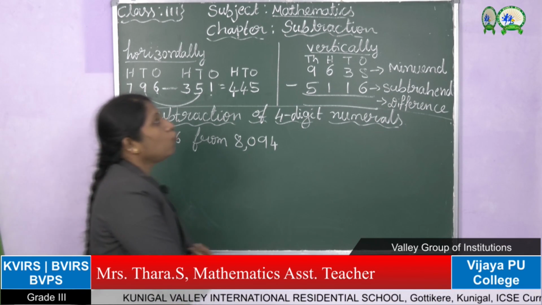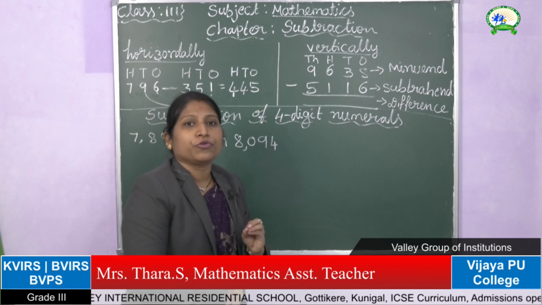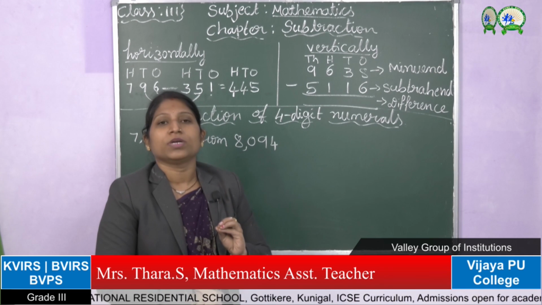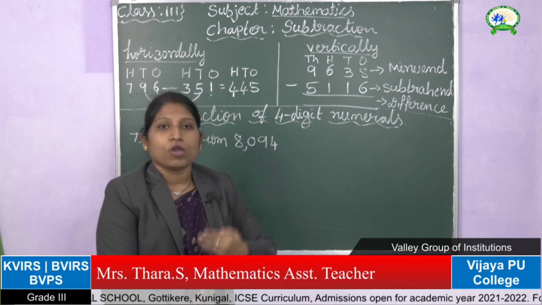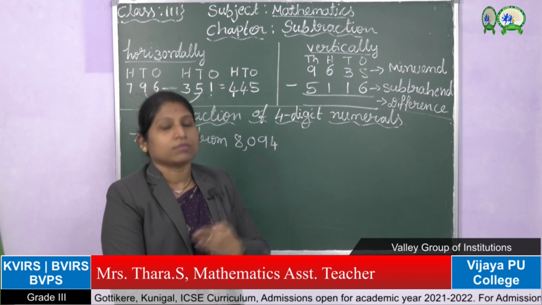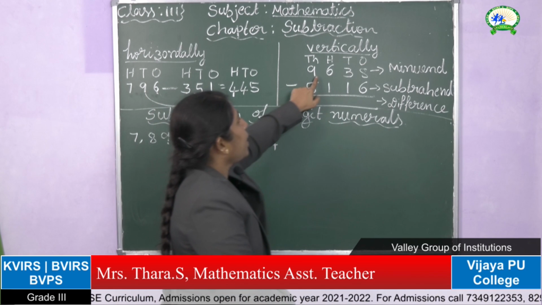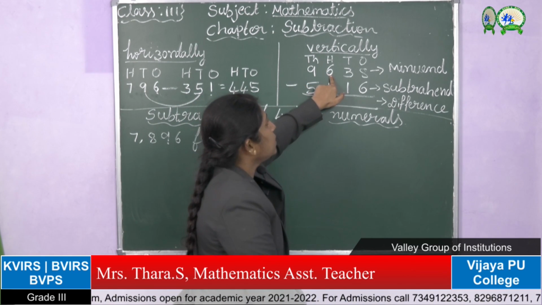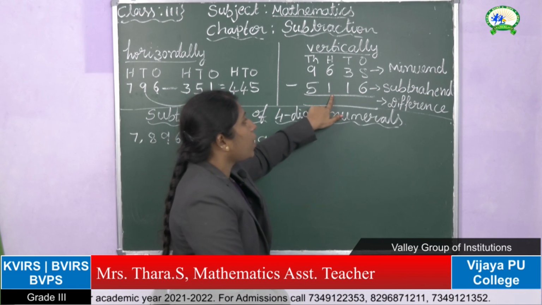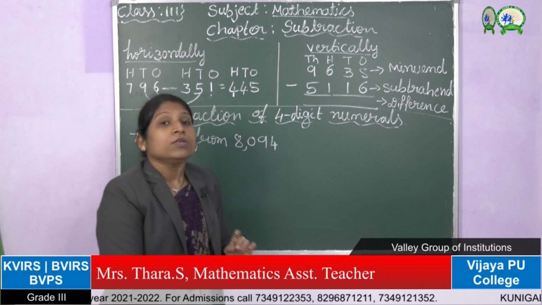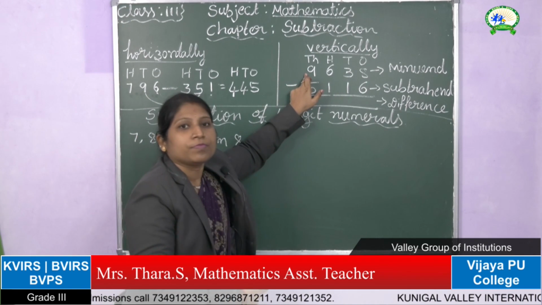Then come to here, how to subtract vertically. Vertically means you have to arrange the given numerals in the form of columns, according to their places. Then you have to start to subtract, children. So what do we have now? We have 9,638 and 5,116.